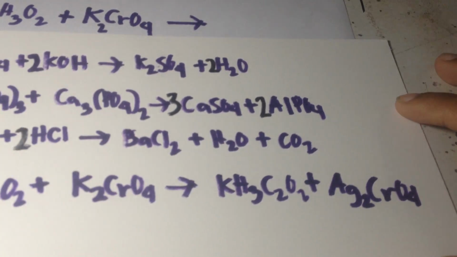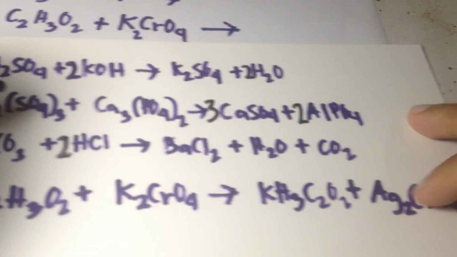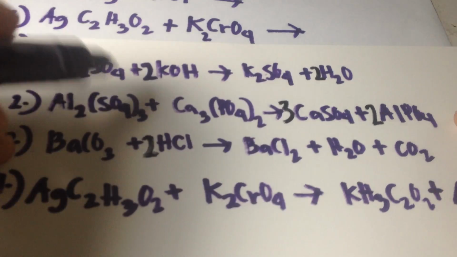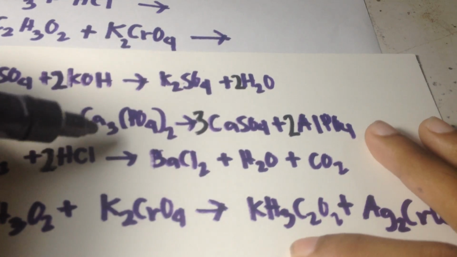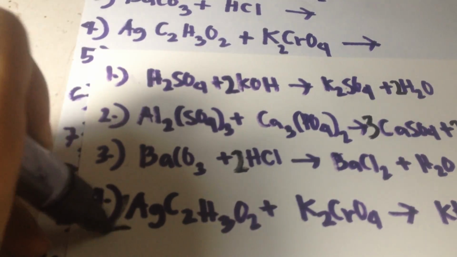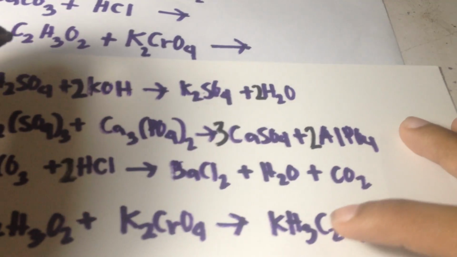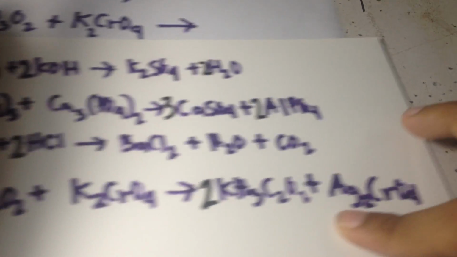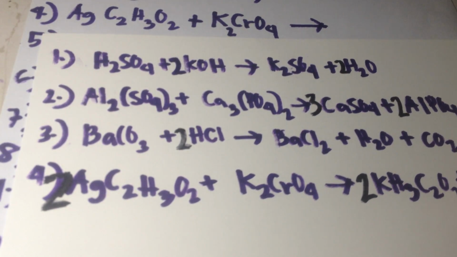So all you need to do is balance. Here silver has a 1 subscript, and silver in the product is 2 subscript. Potassium has 2 subscript here, and potassium here is a 1 subscript. So you need to multiply by 2. So multiply 2 in silver here, and multiply 2 in potassium here. So that's all. The equation is balanced. How about number 5?